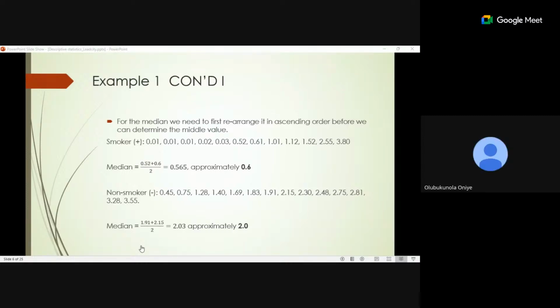We have 0.565. I have 0.565, which is the same thing as my answer. So please, it is 0.61. Thank you for that observation. That means that you are really following the class.